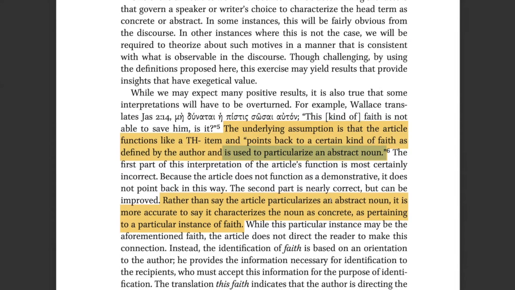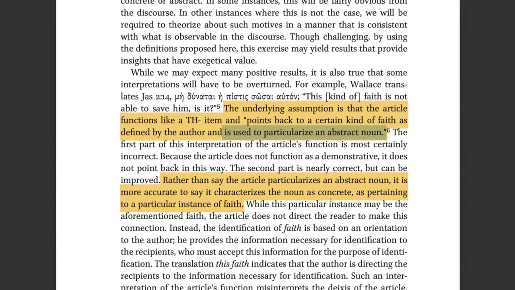So it's not that he's referring to a specific faith that's already been referenced. It's that he's referring to a particular instance of faith by making the abstract idea of faith concrete and referring to a real instance in the world. I know that's very conceptual and kind of weird to think about, but if you take a minute and think through it, I think you'll begin to see it. But let's keep going.